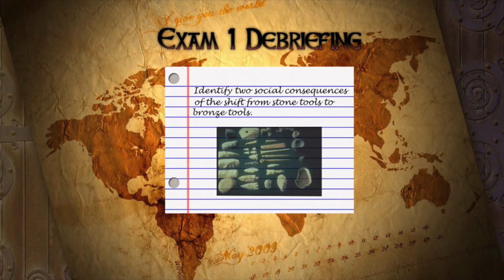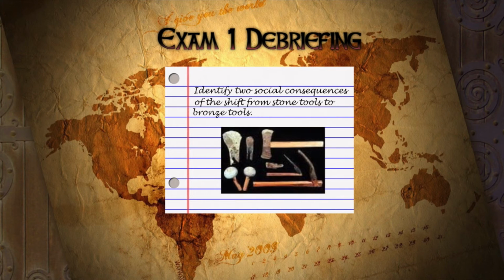Then people moved to bronze tools. So you can't say that a result of the shift to bronze tools was the creation of the first social hierarchies. Those things already existed. Also, probably the most common wrong answer that people put for this is that bronze allowed for superior weapons. Now you know that that's true, but look at the words of this prompt very carefully. This is about social consequences.